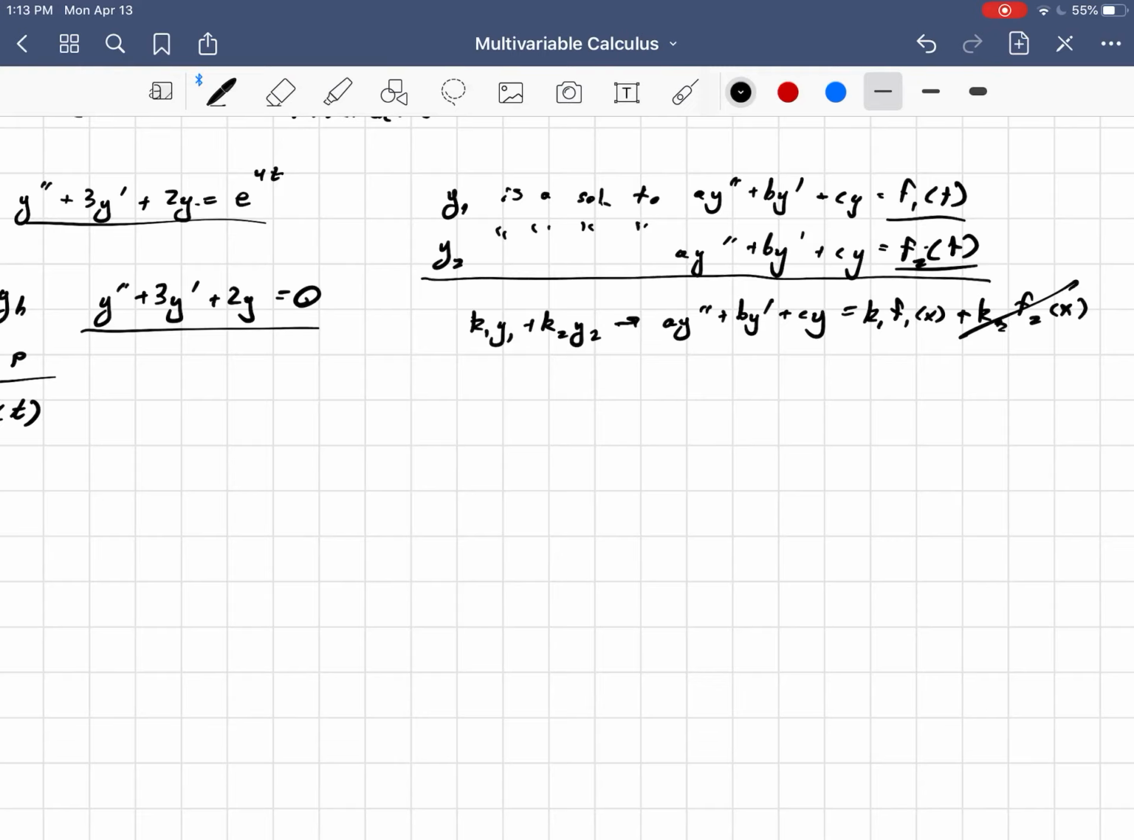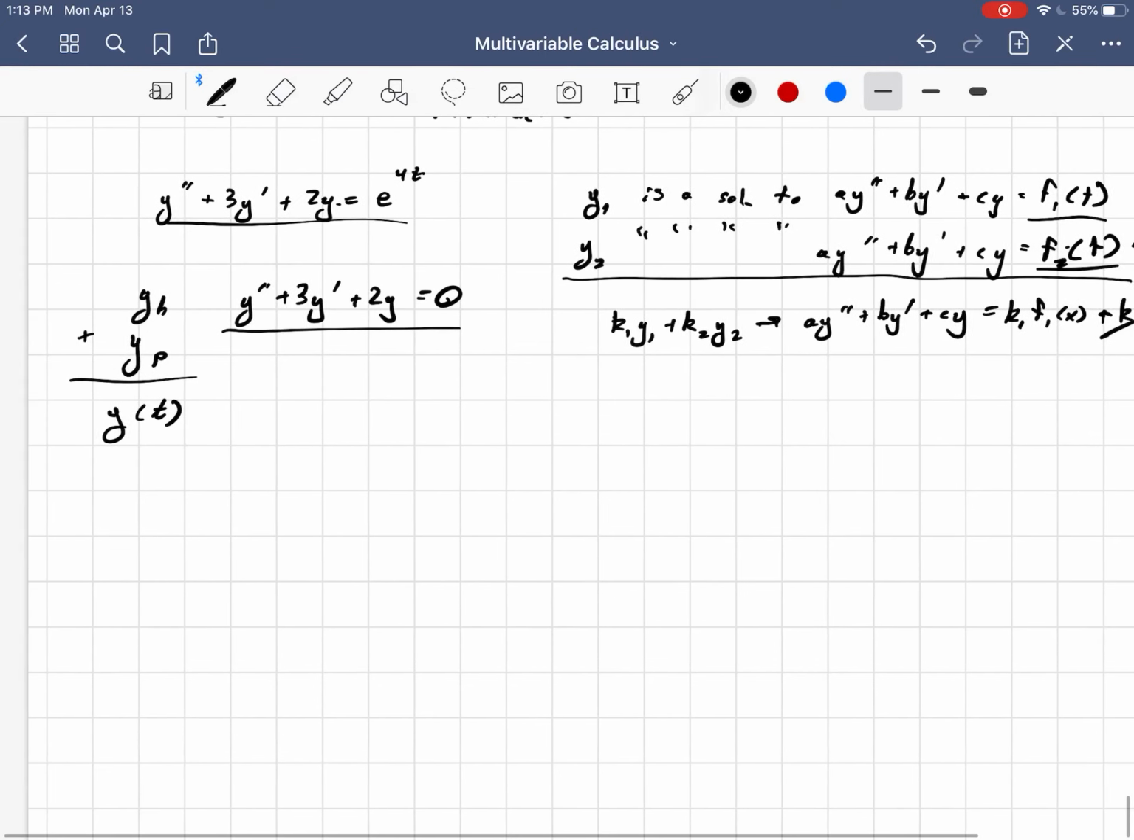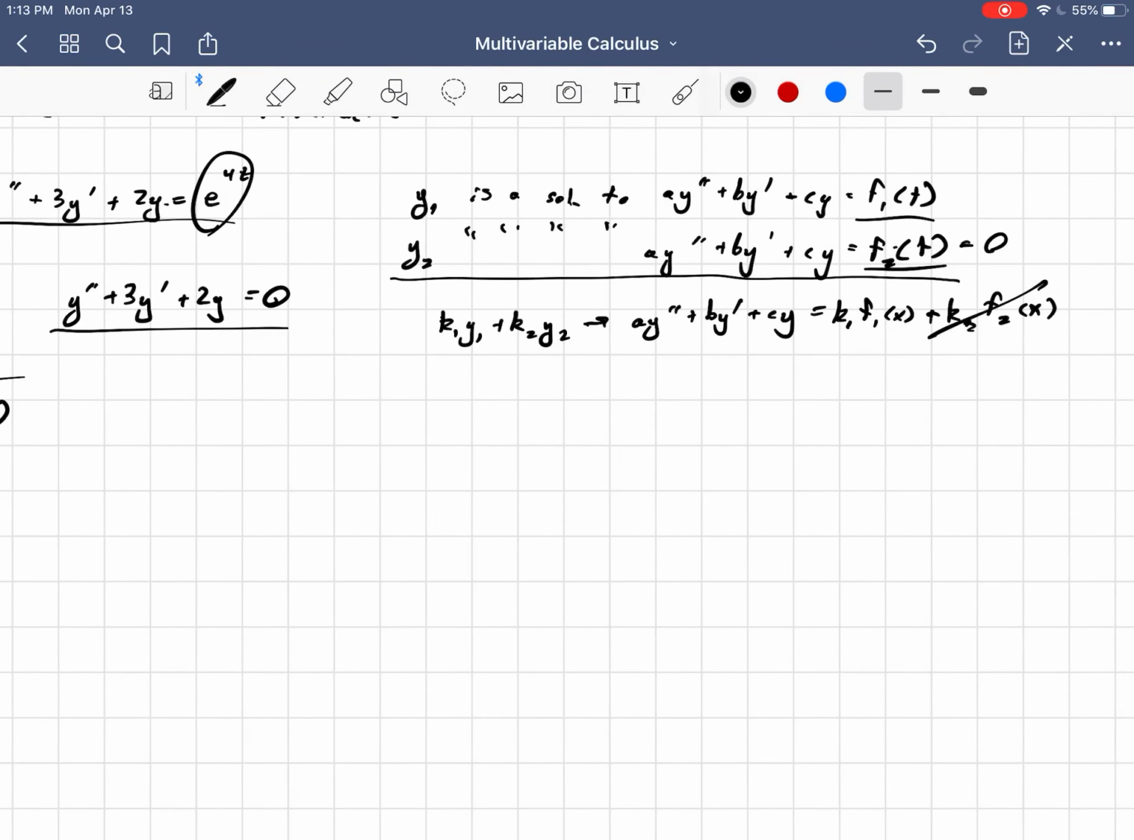So if f sub 2 is equal to 0, and y sub 2 is a solution to that part of the equation where f sub 2 of t is just 0, then any linear combination of y sub 1 and y sub 2 will be the general solution. So by this principle, we can add the solution to the homogeneous equation and then one particular solution to the equation not equal to 0, and we can get our general solution.